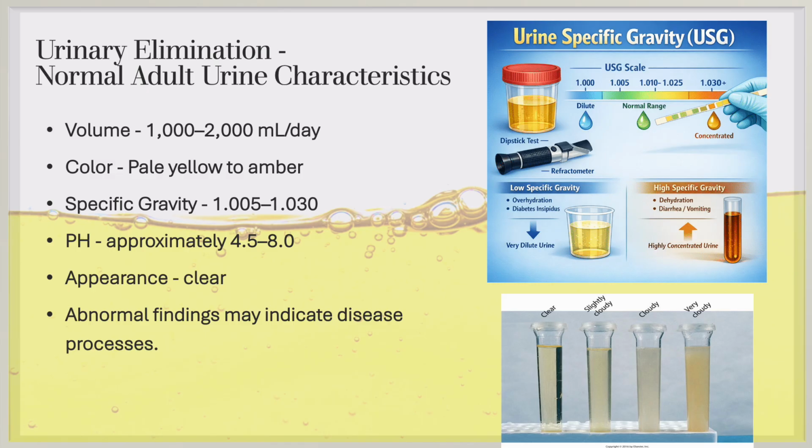Normal urine pH ranges from 4.5 to 8, and it's really important that the body maintains that acidity in the urine because it also helps prevent urinary tract infections and things like that. Diet, medications, infections, and metabolic conditions can also influence the urine pH. Urine should normally appear clear. Cloudiness, blood, protein, bacteria, or abnormal odors can indicate infection or disease.